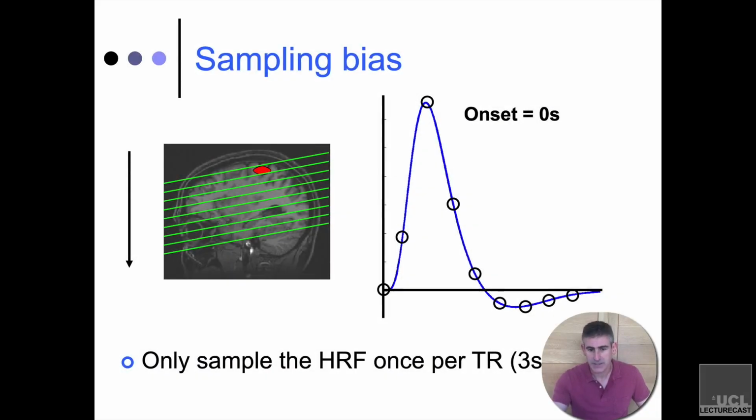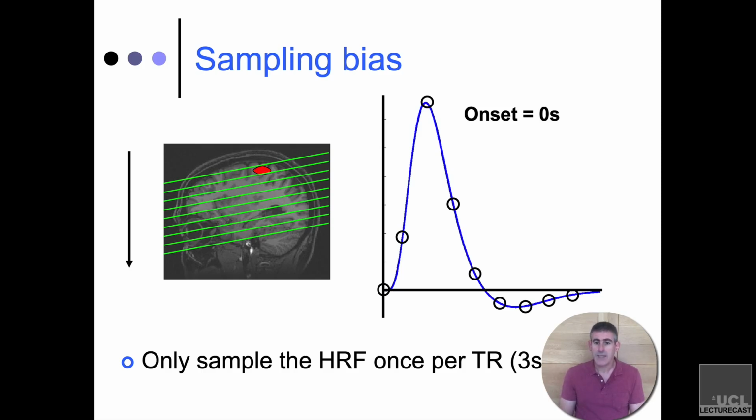Let's talk about sampling bias. When we actually acquire data with fMRI, we don't acquire the whole brain all at once. As I said, it normally takes 2 to 3 seconds to acquire the images from one volume of the head, and then 2 seconds later you have another one, and so on. In this case, the example on the screen takes 3 seconds.